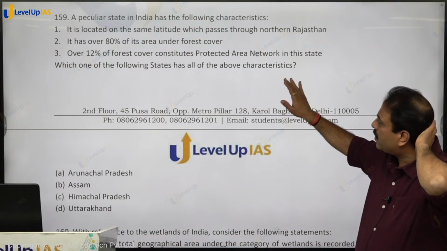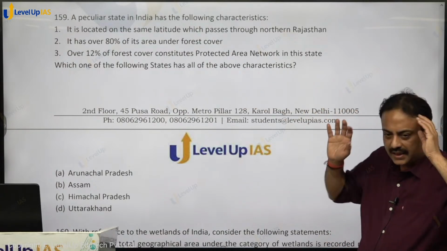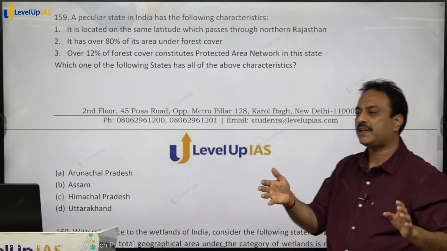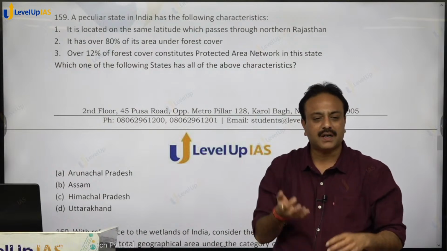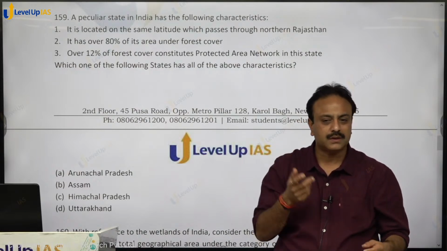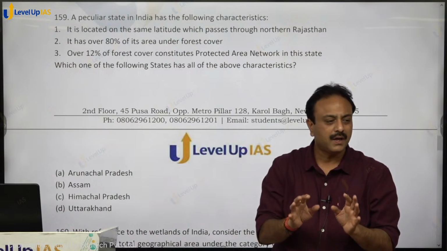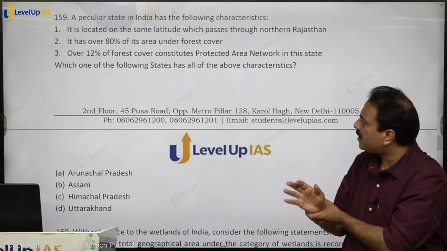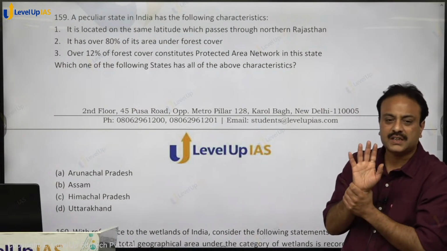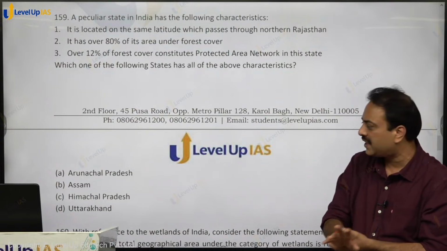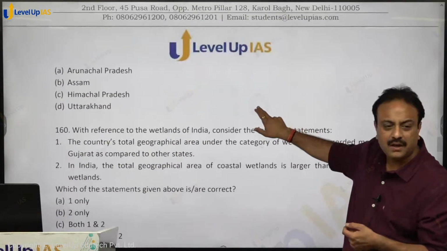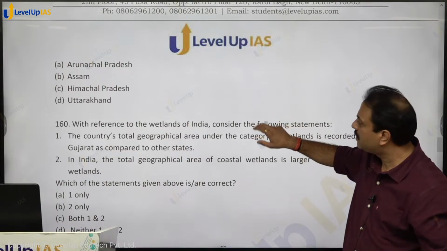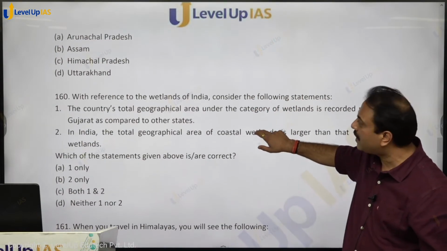12% of the forest cover constitutes protected area network in this state. Protected area network means all the demarcations of protections like national parks, wetlands, wildlife sanctuaries, जो कुछ भी है इस category में, वो सब they constitute that. So over 12% of the forest cover constitute protected area network. Only one state is there in India, that is Arunachal Pradesh, and so Arunachal Pradesh becomes the right answer. Are you clear on that? समझ में आ रहा है ना? So option A for Agra will be the right answer.